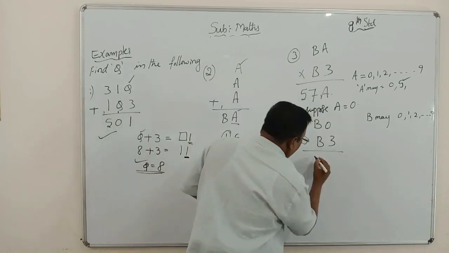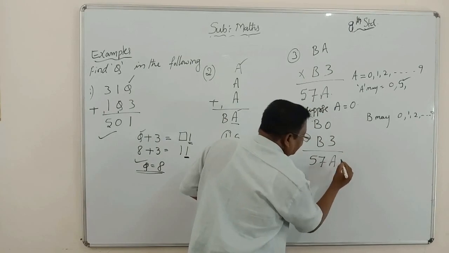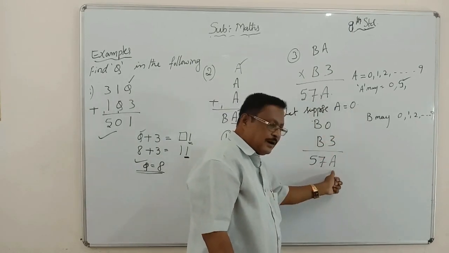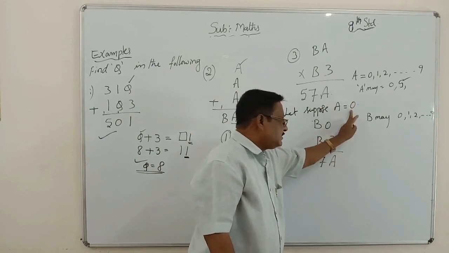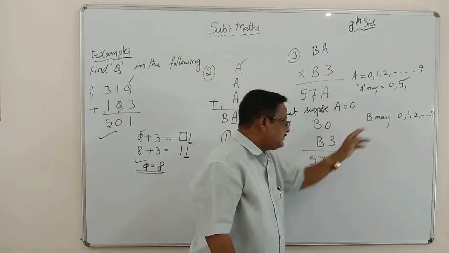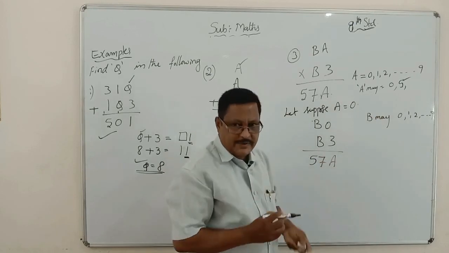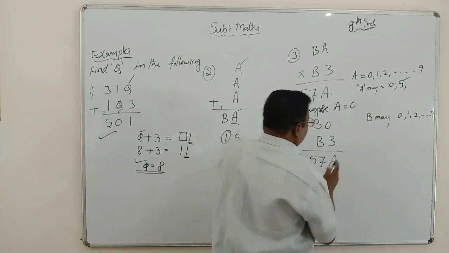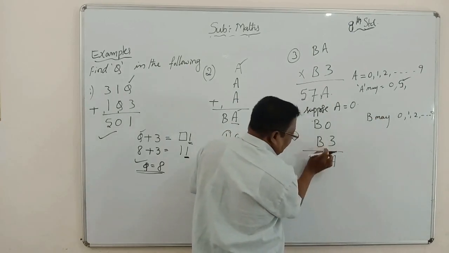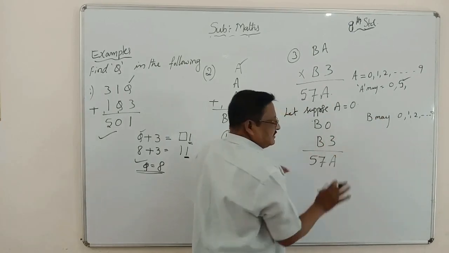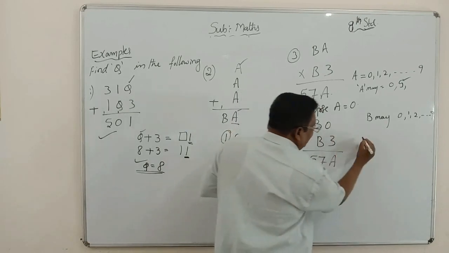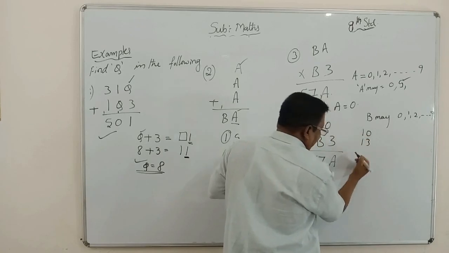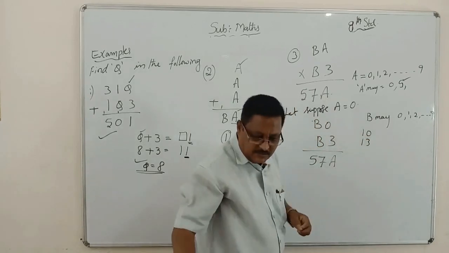Next, what is the 57A? This A is one digit, either 0 or 5. 570 or 575. Suppose A is equal to 0 means 570. A is equal to 5 means 575. Suppose you are taking 0, 0 into any number, 0 times 3 is nothing but 0. This does not come. 1 means here 10 into 13. 13 times 10 is 130. It is not 570. It is also wrong.